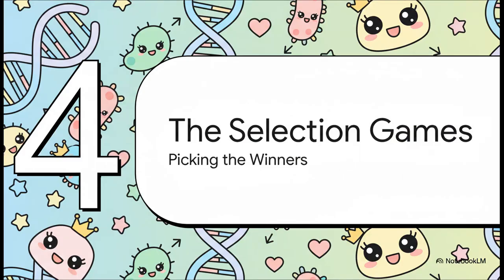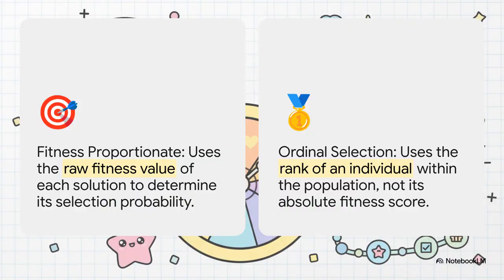But choosing the best isn't always so straightforward. How exactly does the algorithm pick the winners that get to reproduce? There are a few different ways to play this game, so let's check them out. So you've got two main flavors here. Fitness proportionate selection cares about the actual score. If one solution scores a 90 and another scores an 80, the 90-pointer has a better shot. Ordinal selection, though, doesn't care about the score itself, just the rank. It only knows that one solution is first place and the other is second.